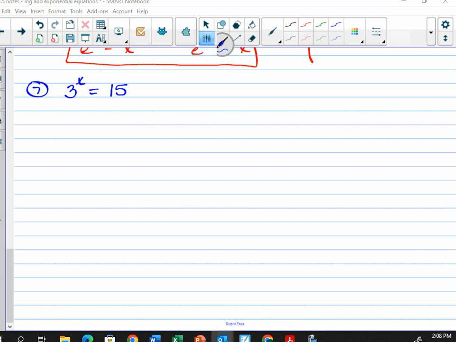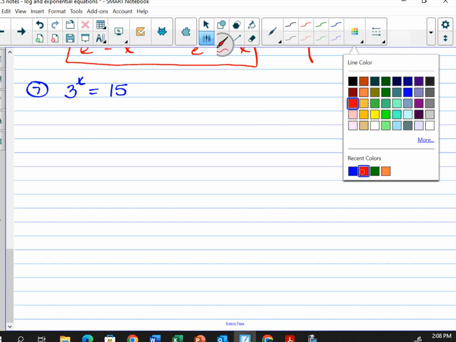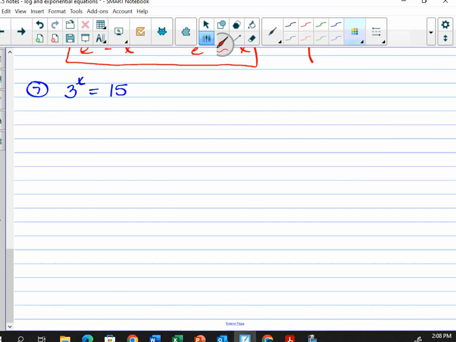Okay, guys, 3 to the x equals 15. If you recognize what's happening here, you can solve this in one step. Can you rewrite this as a log? What would it be? Log base what? Base 3. Okay, log base 3 of 15 equals x. Yes. And you're done. That's your answer. That was really good.